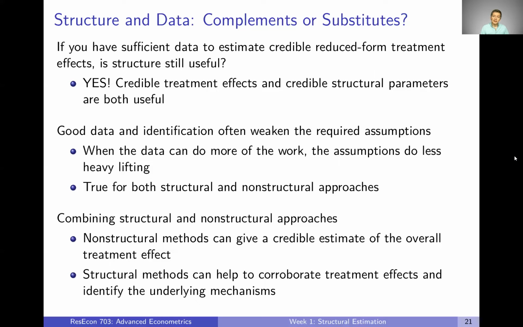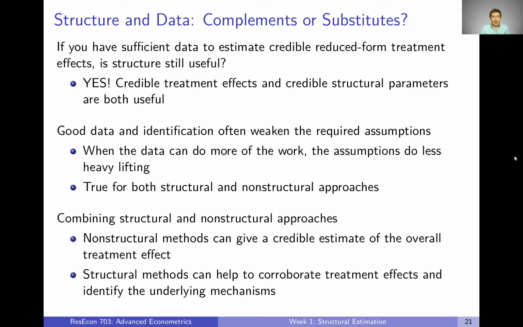Both credible treatment effects and credible structural parameters can be useful. Having good data can actually improve your structural econometric model. Good identification can improve your structural econometric model, because when you have good data and good identification, it weakens any of the extra assumptions that you need in your structural model. Another way of saying this is that when you can rely on the data to do more of the work for you, then your assumptions are doing less heavy lifting. And that's true for both structural and non-structural approaches. So good data can be useful no matter which approach you're taking.